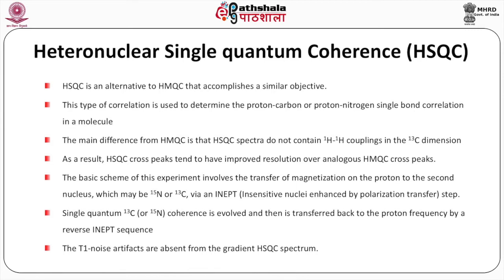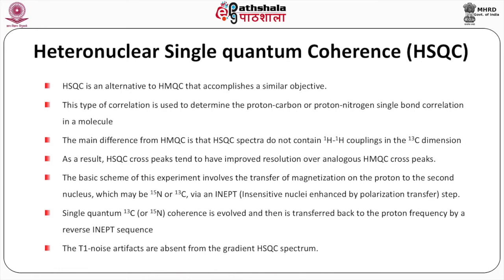This is the most common experiment that is used both for the unlabeled natural abundance compound and also for the C13 or N15 labeled compounds. HSQC is an alternative to HMQC that accomplishes a similar objective. This type of correlation is used to determine the proton-carbon or proton-nitrogen single bond correlations in a molecule.